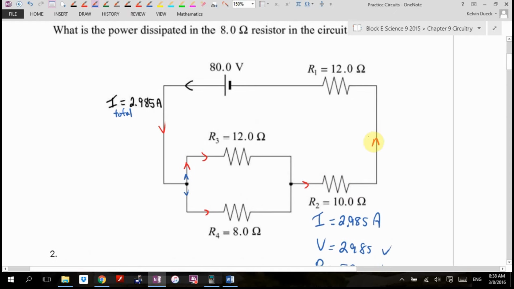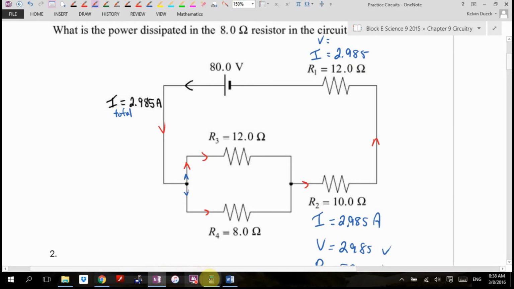Keep going, keep going, keep going. In R1, in that resistor up top, what else do I know? I know it's 12 ohms. What else do I know? Current. What's the current? Yeah. This is the current rule. Current doesn't vanish. It splits up, recombines, splits up, recombines. But yeah, if I know that there's no junctions, then all of the current flows through it. 2.985.